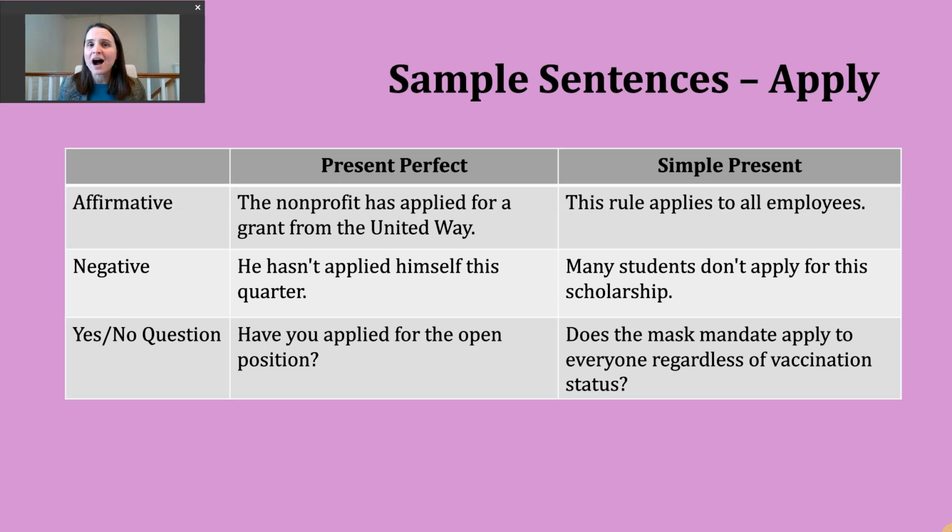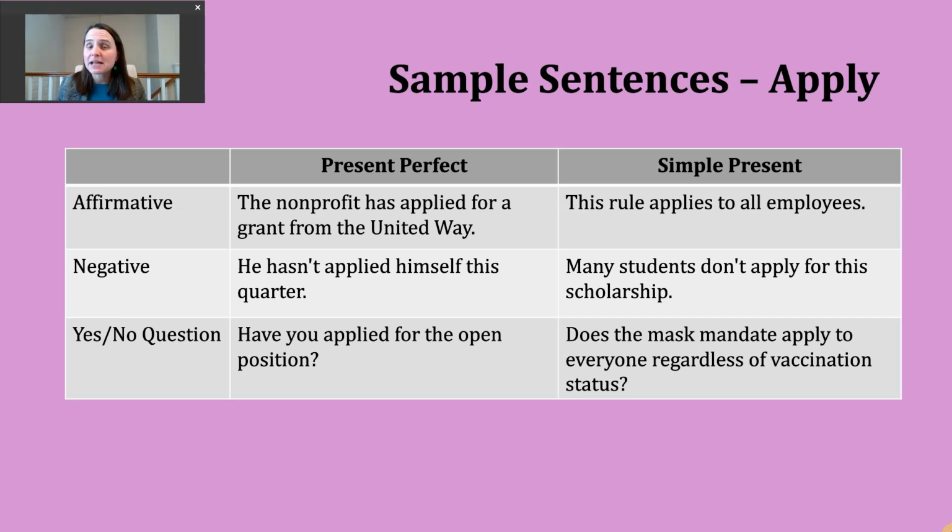We're going to drop our Y and add I-E-S. You can see that in my example here. This rule applies to all employees. This is tying back to that first definition of our verb apply. And because it's just one rule, this is like an it, that's why you see that third person singular form of the verb. Now let's look at making negative sentences in the simple present.